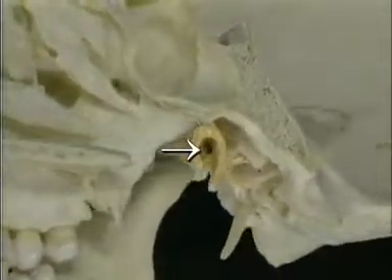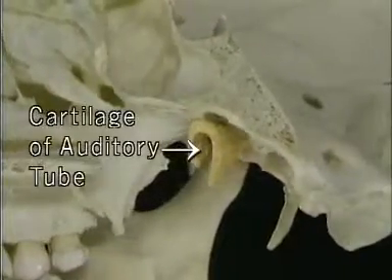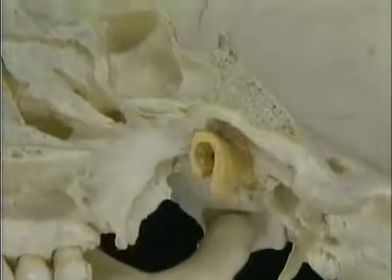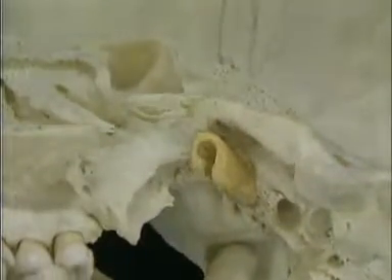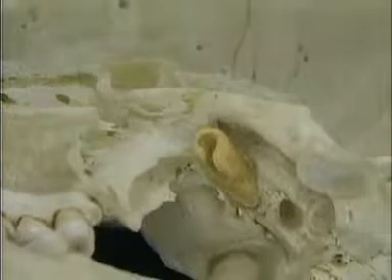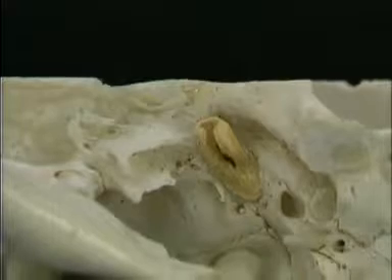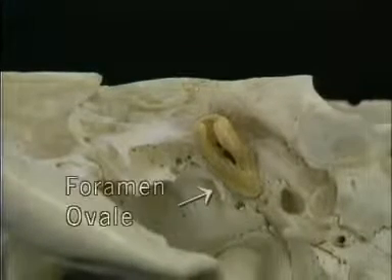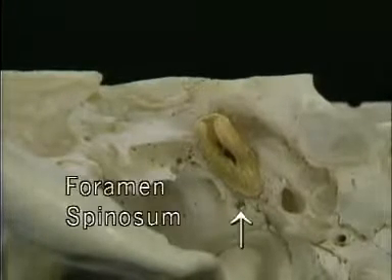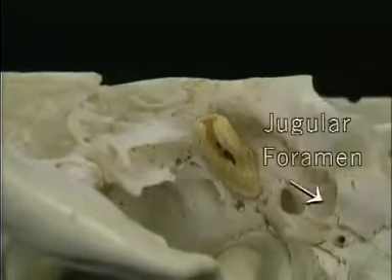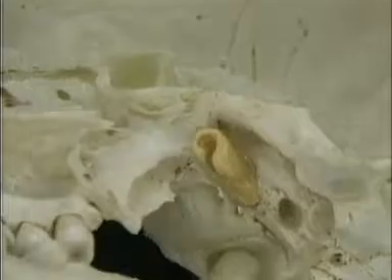This piece of colored material represents the cartilage of the auditory tube. The cartilage forms an incomplete tube, open on the underside. Close to the medial end of the cartilage is a group of openings in the base of the cranium that we've seen before from a different angle: the foramen ovale, foramen spinosum, the opening of the carotid canal, and the jugular foramen.